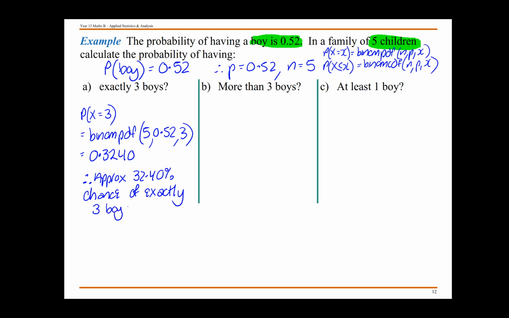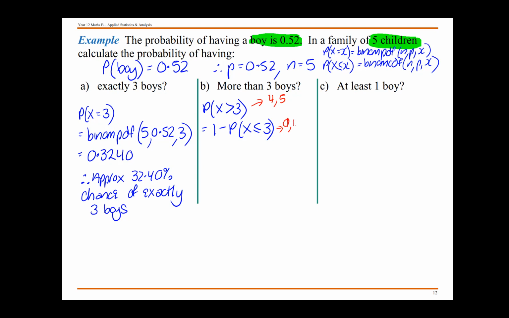3 boys. Okay, moving on, more than 3 boys, the probability x is greater than 3. Now I can't do greater, I can only do less. So that's going to equal 1 minus the probability x is less than and equal to 3. Now, if you're unsure of that, the reason is probability x is greater than 3, we're looking at 4, 5. So 1 minus probability x is less than equal to 3. Well, x is less than equal to 3 is going to be 0, 1, 2, 3. So that will leave us with the 4 and 5 because we're going 1 minus.